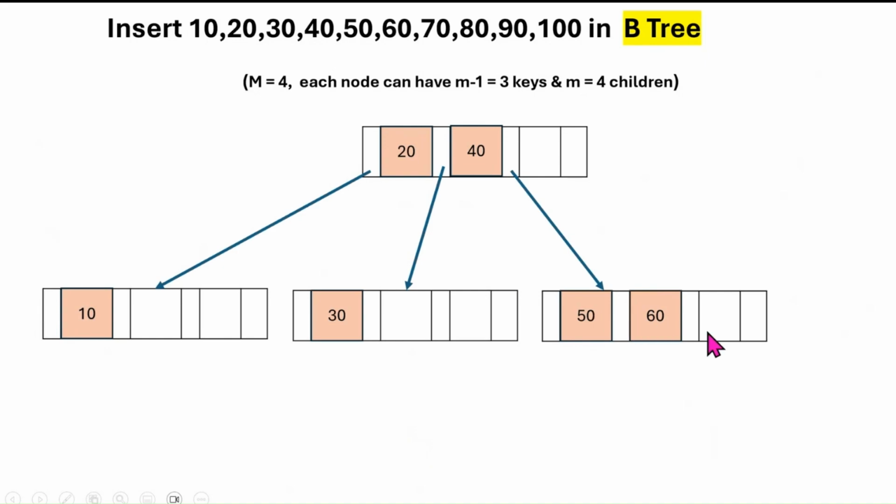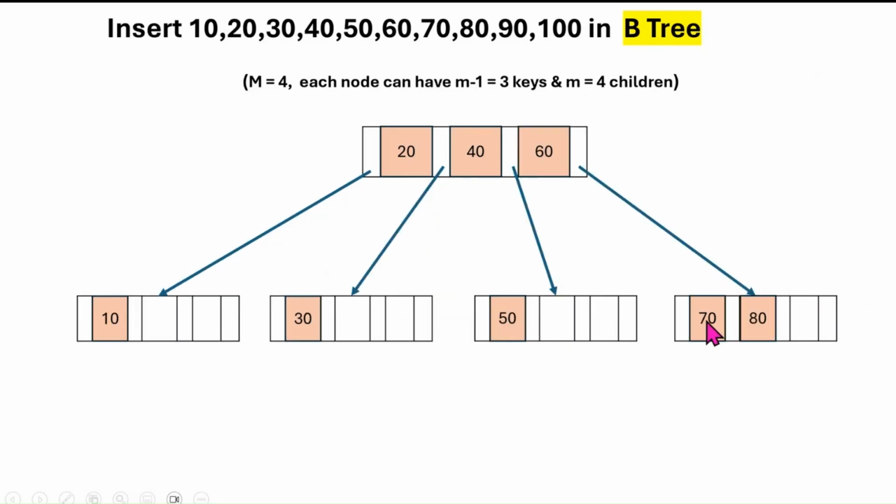Now let's say we added 70. Now we are trying to add 80 here. It is again full: 50, 60, 70, 80. What is the median? It is 60. So we'll promote the 60 up and divide this node into two halves. 50 will be the left child of 60 and 70, 80 will be the right child of 60. Like this. Now we are adding 90.